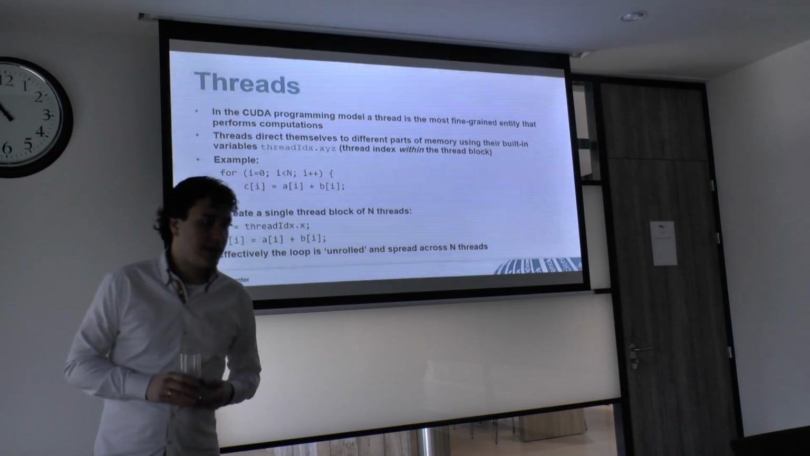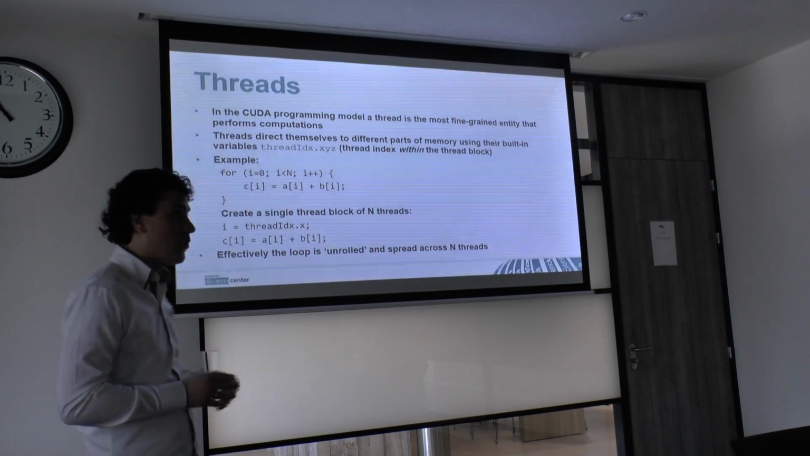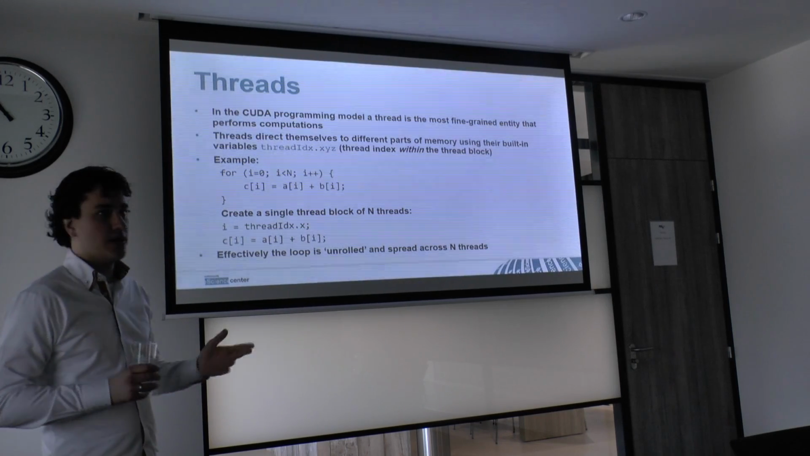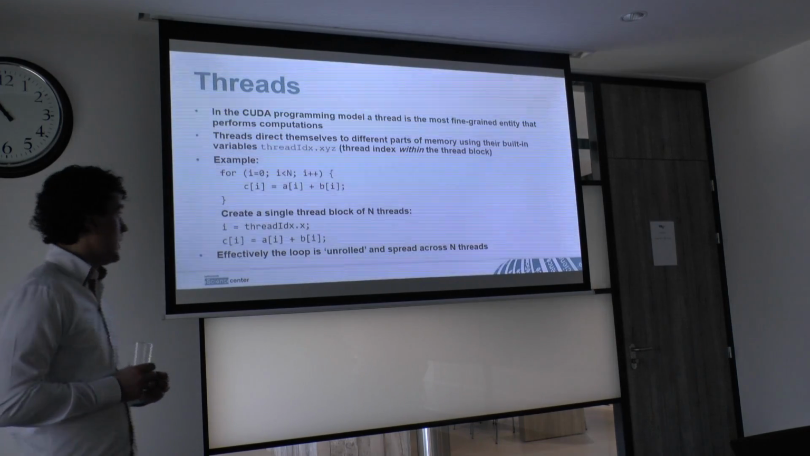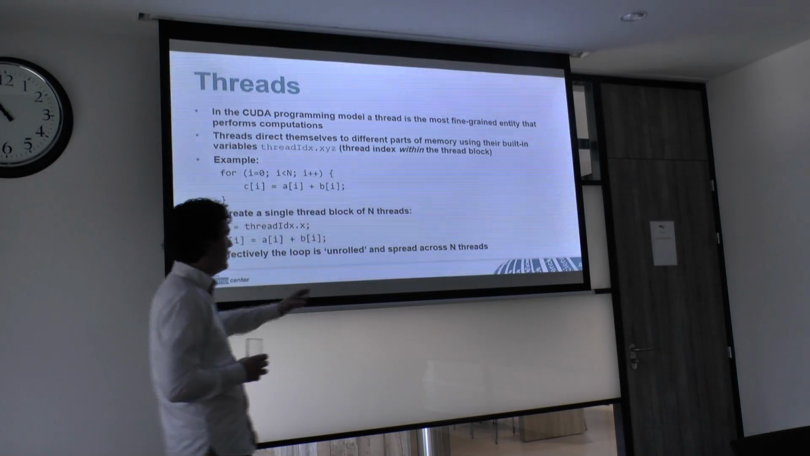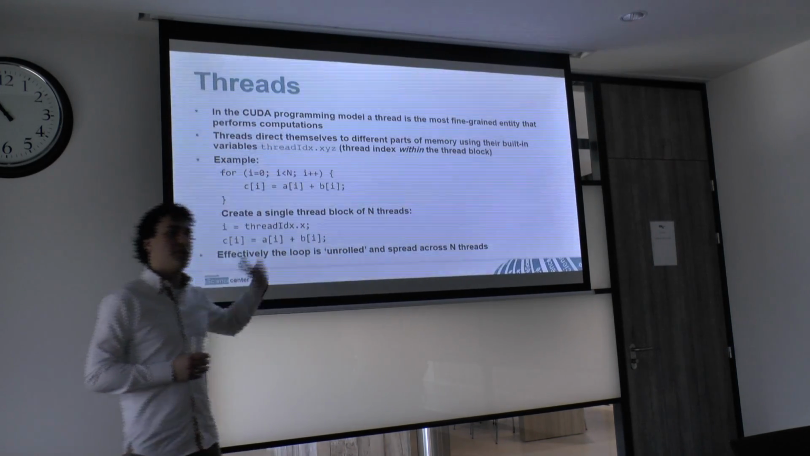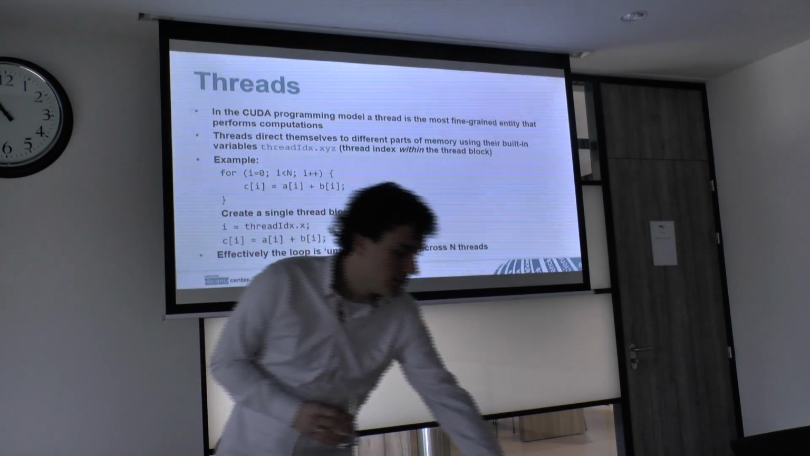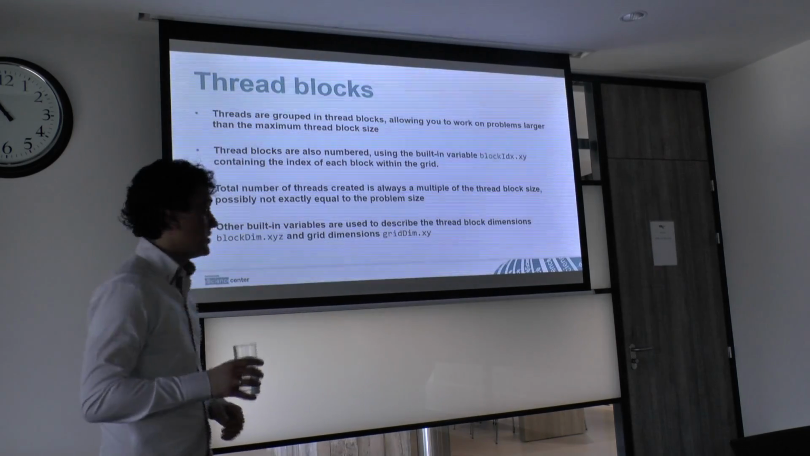If you want to do more than that, a thread block at the moment is limited to 1024 threads. So if you have an n that is bigger than 1024, you will have to use multiple thread blocks. And that's actually my next slide. So, good question.